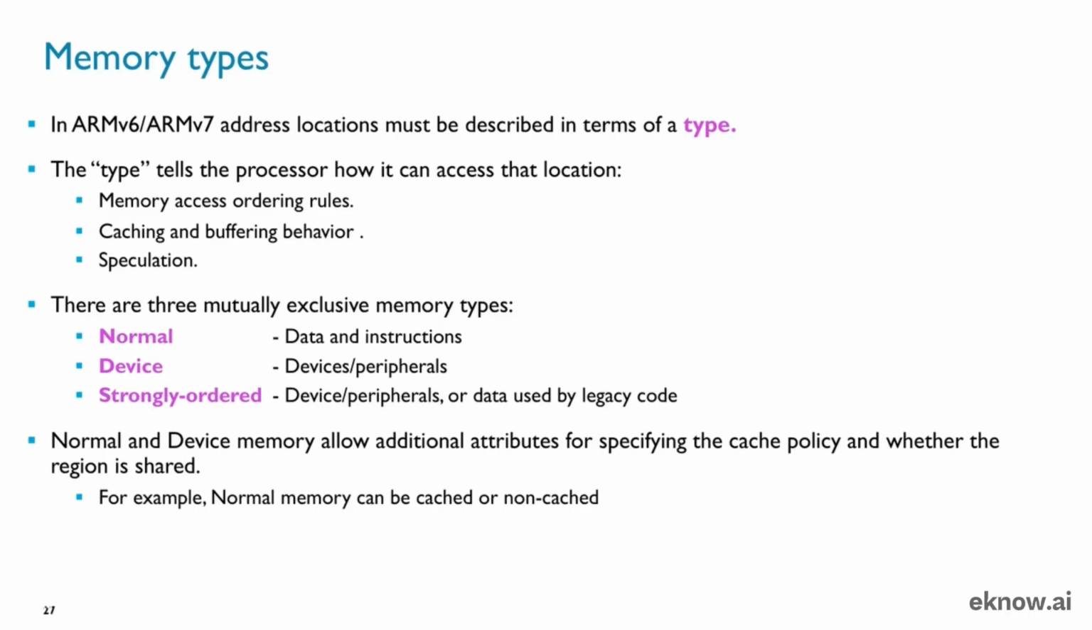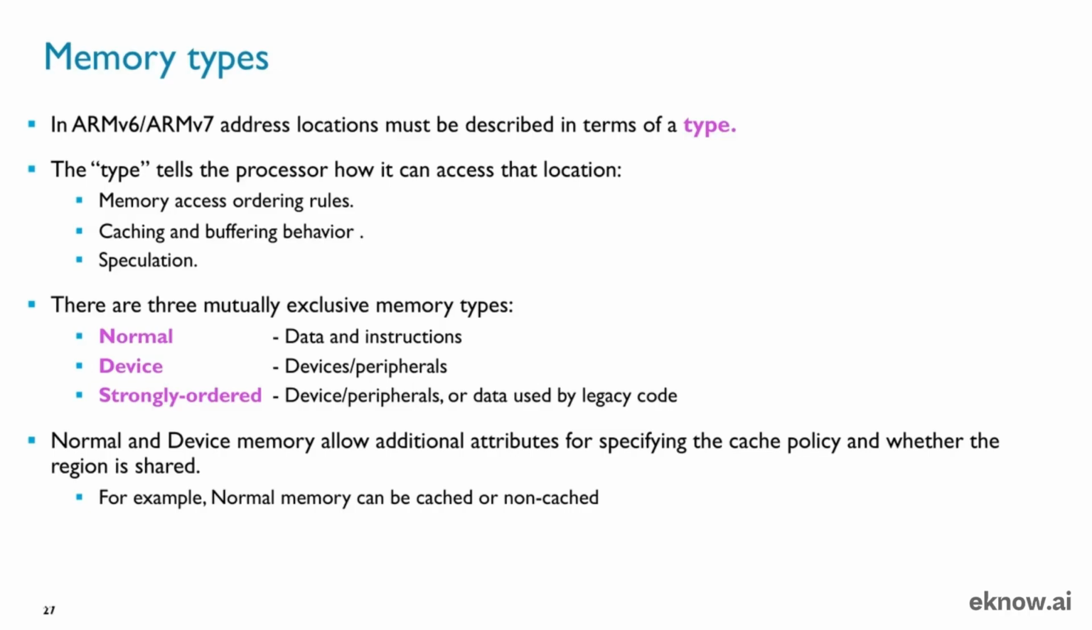Finally, there's strongly ordered memory. This is the most restrictive type. It ensures that every memory access happens in the exact order specified by the program. There's no reordering, no caching, and no speculative access. This is often used for older legacy hardware or very sensitive control registers where the exact sequence of operations is absolutely critical.